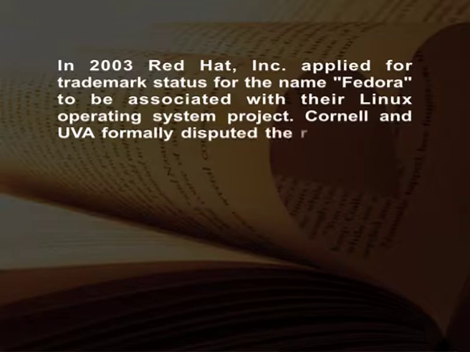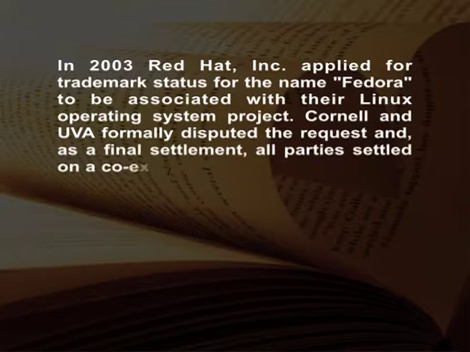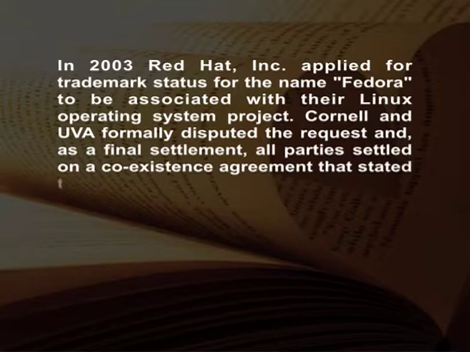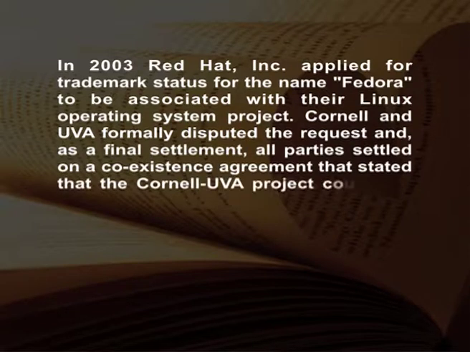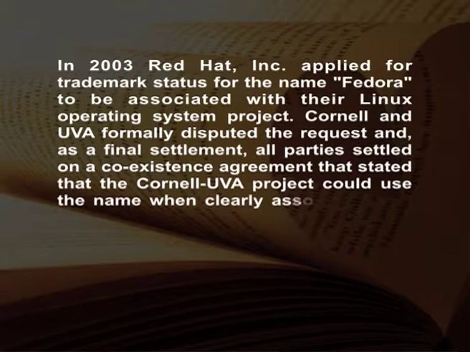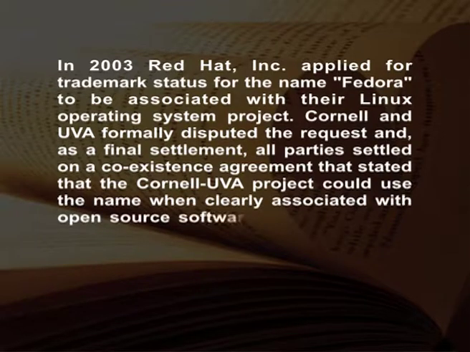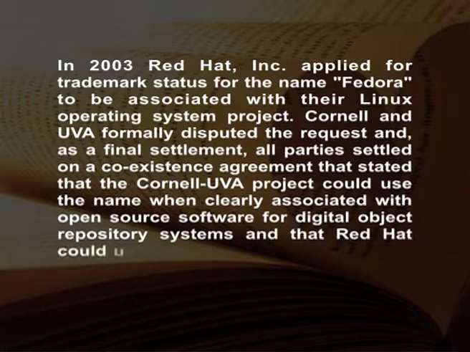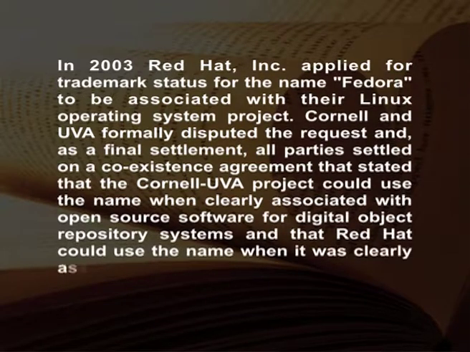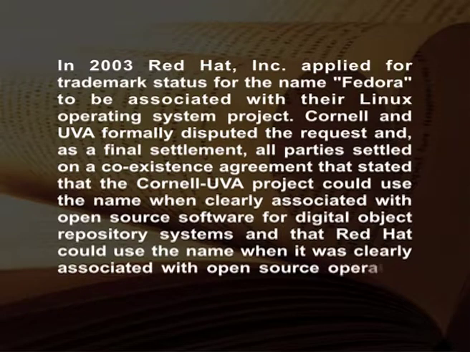Cornell and UVA formally disputed the request, and as a final settlement, all parties settled on a coexistence agreement that the Cornell UVA project could use the name when clearly associated with open source software for digital objects repository systems, and that Red Hat could use the name when it was clearly associated with open source operating systems.